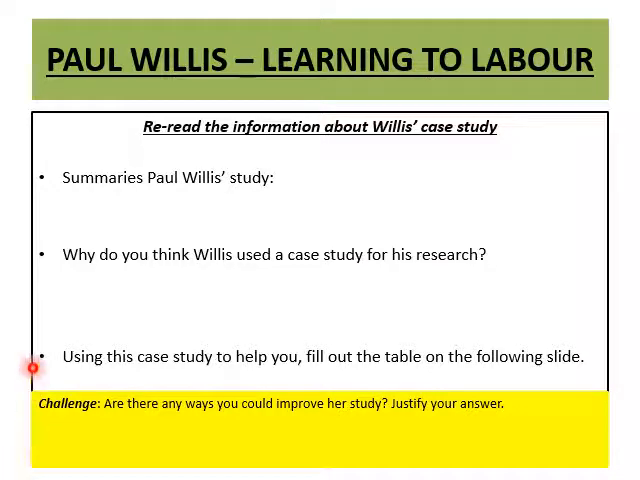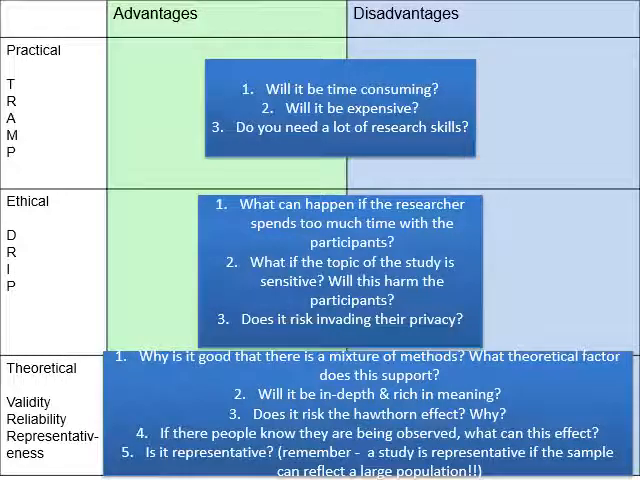So now let's refer to the table on the following slide. Very similar to when we did longitudinal studies, you've got a range here of practical, ethical and theoretical considerations that you need to give to case studies. Based on what you've learned from Willis's study, can you please look at all of these different factors for practical, ethical and theoretical and place them into the appropriate columns? So are they advantages or disadvantages? And just pause me as you do this.